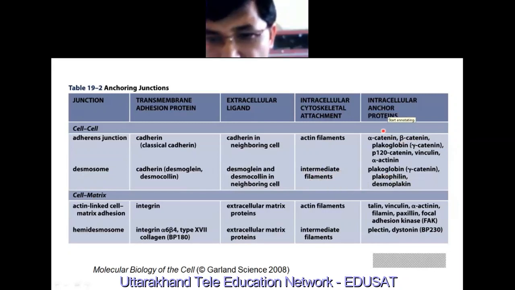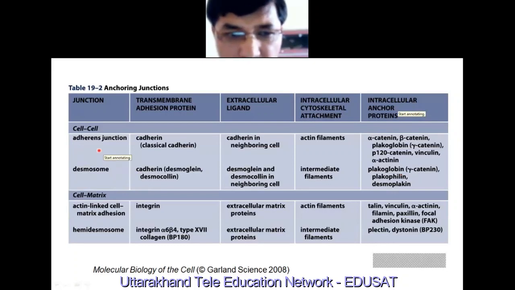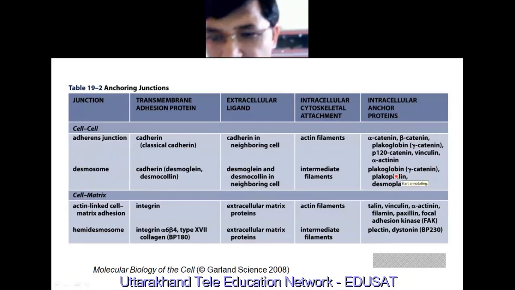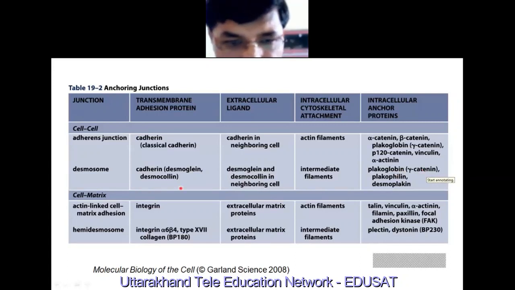The intracellular anchor proteins are plakoglobin, gamma catenin, which is involved here also, then plakophilin and desmoplakin, and the rest of these proteins. Now here two questions can be made. For example, gamma catenin: they can give you options asking which protein acts as an intracellular anchor protein in both adherent junction and desmosome. So here it is plakoglobin, that is gamma catenin. So remember, they can make this type of question.